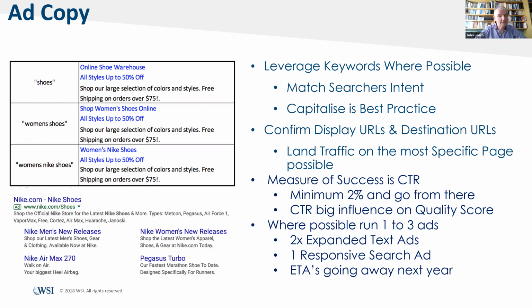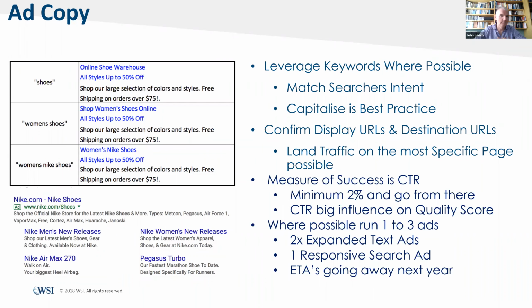The measure of success for any ad, to me, is click-through rate. Ultimately, it's conversions, but the first job is to get a minimum of 2% click-through rate. That's not great, but at least it's functional. Your ads really should get 3, 4, 5, 6, 7% click-through rates. Brand ads should get 30, 40% click-through rates. And that has a big influence on your quality score.